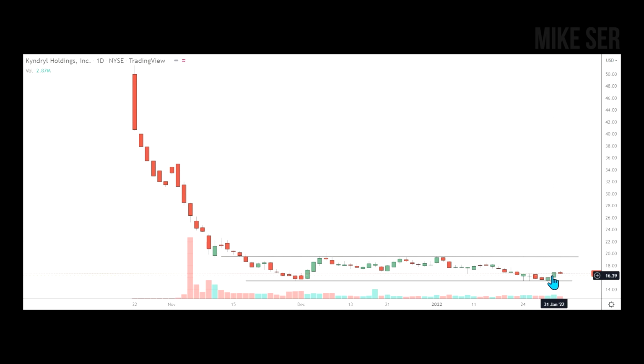So what we want to look for in terms of this type of pattern is we want to see the price break above clearly this line here, which is around 19.50. And once it breaks above this line here or gets out of this basing formation pattern here, it has a chance to go much higher.